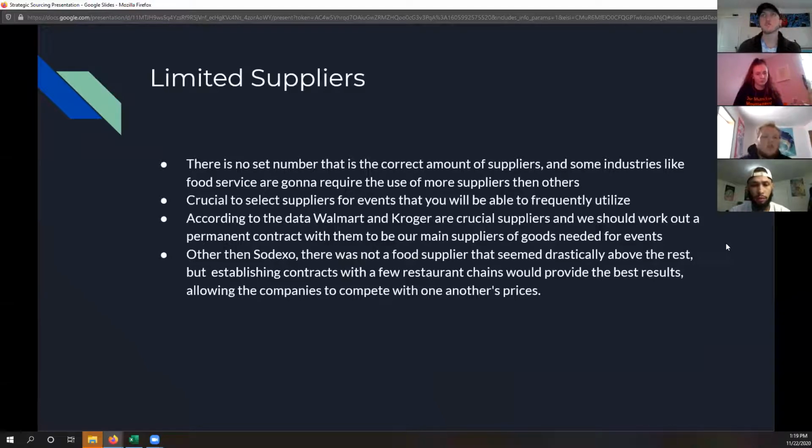It's crucial to select suppliers based on knowing that you could use them again and again in the future. You don't want to select a supplier just for one specific event unless you absolutely have to.